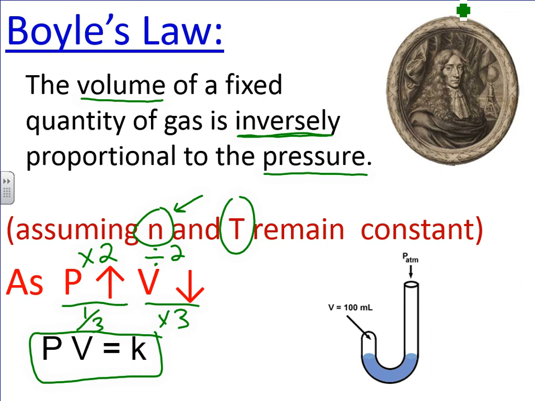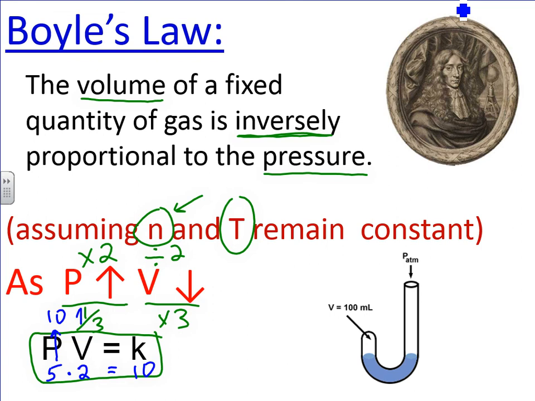The same idea works. Say if this were a 5 and this were a 2. Well, 5 times 2 gives us a 10, as before. All right, if I increase the pressure up to a 10, I double the pressure, I've got to reduce the volume down to a 1, and then 10 times 1 still gives me 10.